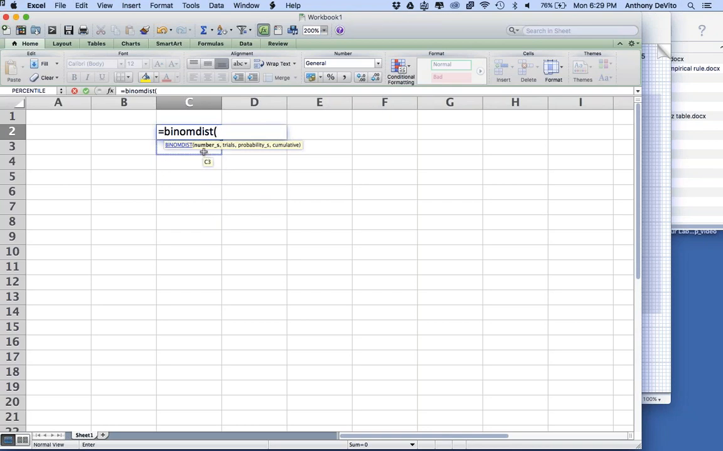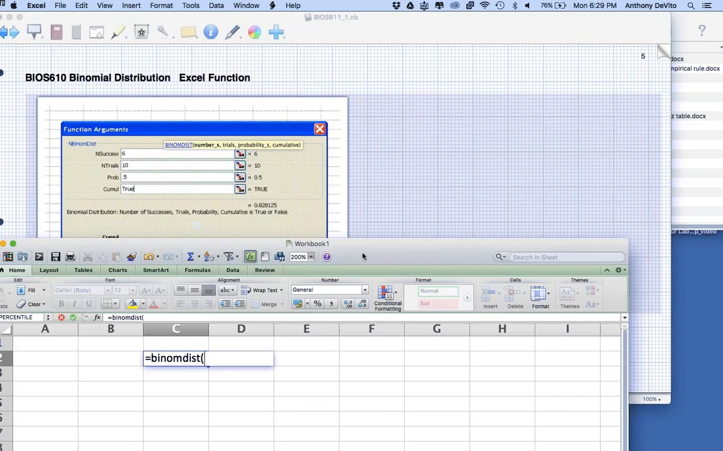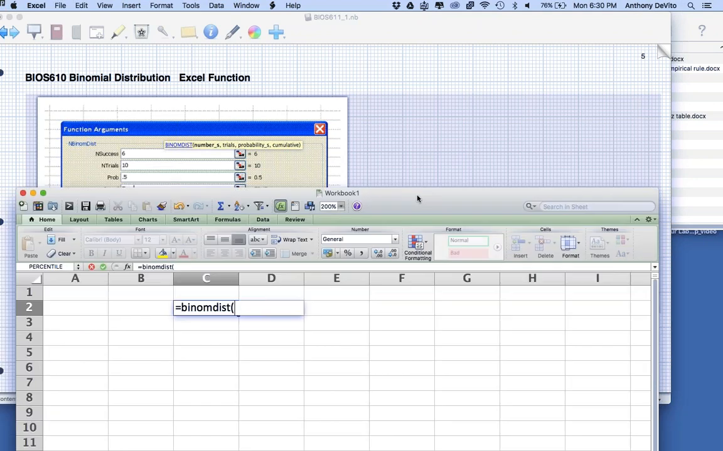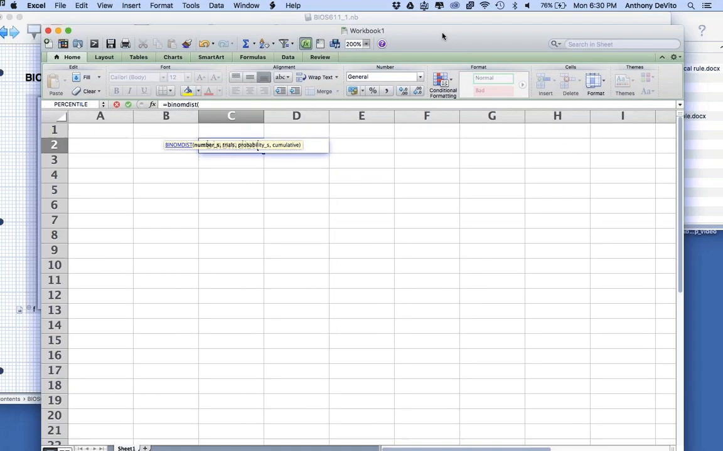Okay, you can see that it's waiting for me to give it 4 pieces of information. Number underscore s, that's the number of successes. By the way, I summarized that in here. The number of successes, the number of trials, the probability for success in each trial, and it's finally asking me to give it something called true or false, a logical operator. And we're going to talk about that in a second.